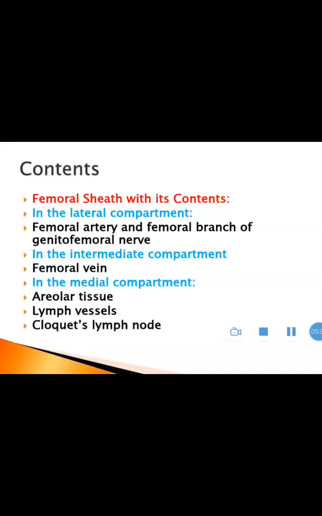It contains femoral artery and the femoral branch of genitofemoral nerve. In the intermediate compartment, we have femoral vein, and in the middlemost compartment, it contains areolar tissue, lymph vessels, and one node that is called as Cloquet's node.